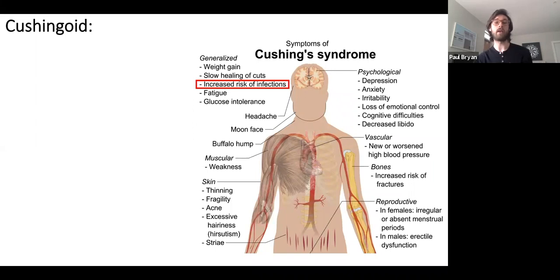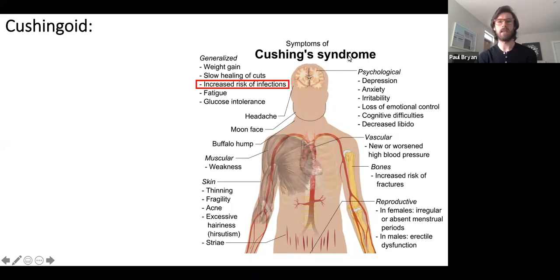Cushingoid syndrome is the clinical manifestations that is unique and different from Cushing's disease. Cushing's disease is one of the etiologies, as we just went through, which is the pituitary adenoma that's producing ACTH that can cause Cushingoid. But Cushingoid syndrome has a differential along with it, and we'll go into those in more detail in the next slide.